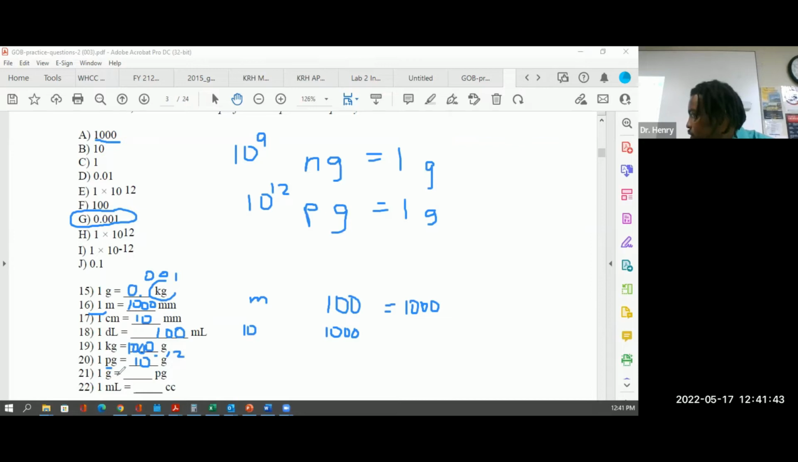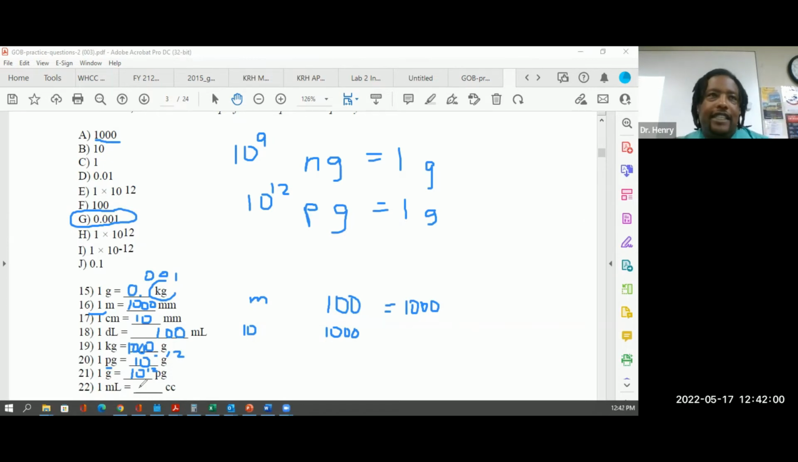So then we know that 1 gram is equal to 10 to the 12th, because I just told you. Now this last one you guys should know because we talked about this quite a bit if you watched the lectures.